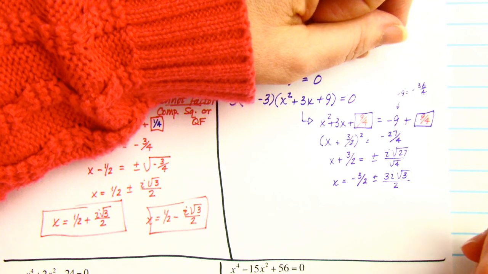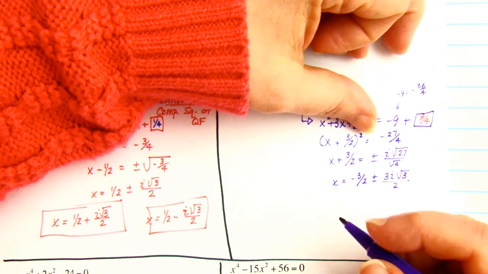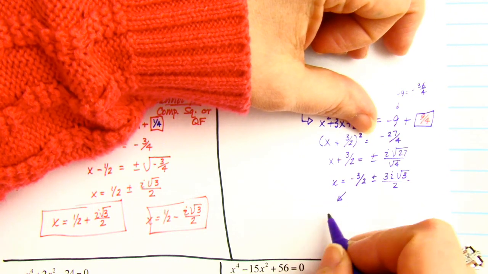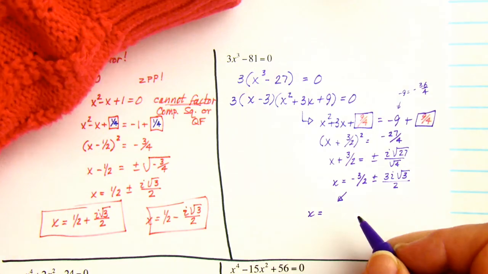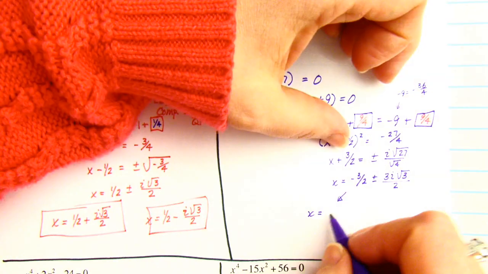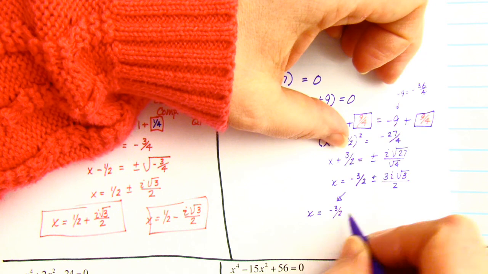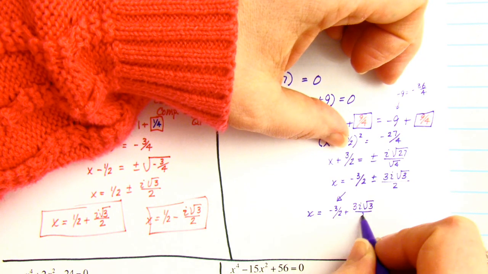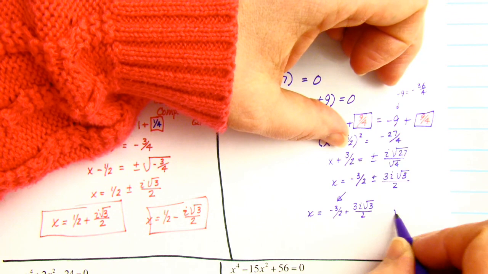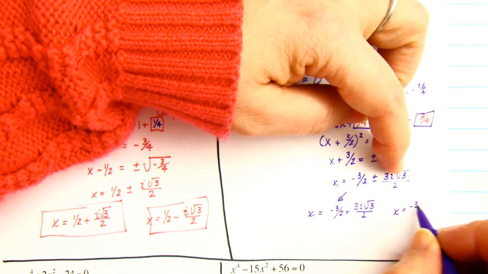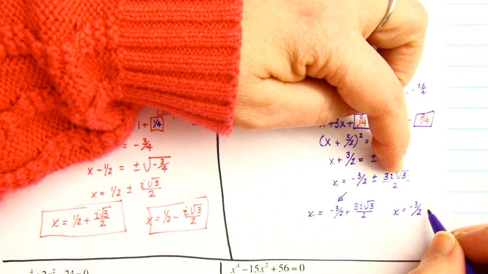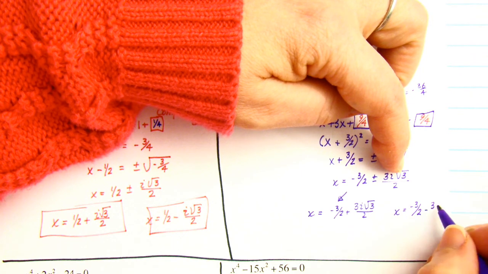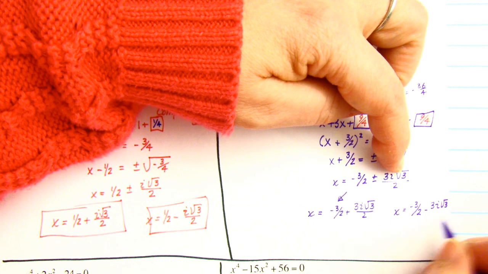All right, now I can write this as 2 imaginary solutions. x equals negative 3 over 2 plus 3i root 3 over 2. And x equals negative 3 over 2. I had addition there, and this one has to be subtraction. 3i root 3 over 2.